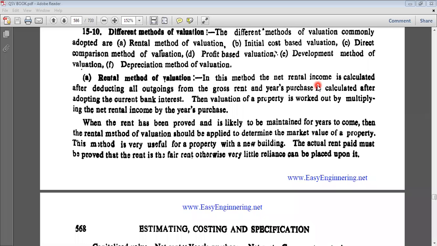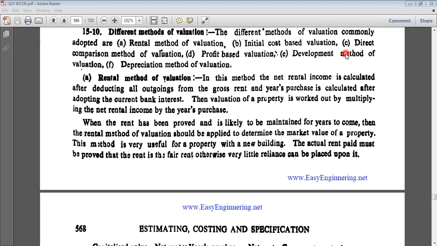So in our previous lecture, we started with the different methods of valuation, and in that we went through the first method, which we called the rental method. In the rental method, we discussed points like what is meant by the word rent, and the different types of rent, like standard rent, rack rent, head rent, nominal rent. Those points we have already covered in our previous lecture.